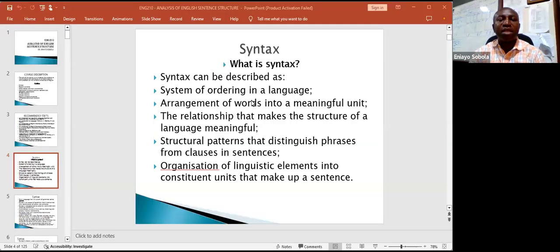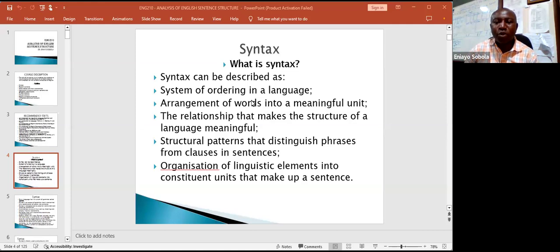In a language, that's the first thing: you don't just bring words together to form phrases, clauses, and sentences. You don't just arrange them haphazardly or coordinate them anyhow. There is a system. There is a pattern. There is a format that your language must follow.